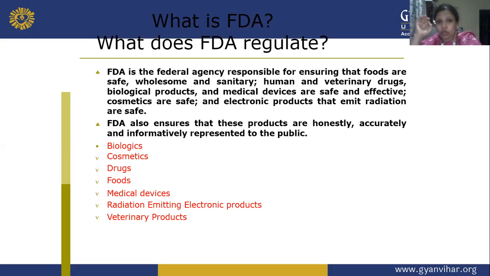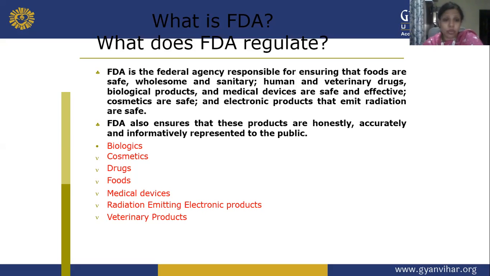Now, FDA also ensures that these products are honestly, accurately, and informatively represented to the public. This is a very important thing, because some people make a product but don't display the information related to their product on the label. FDA requires that all products should be prepared and marketed with honesty and accuracy, and that all the information related to the product is represented to the public. So if you are making your product for the US market, where the FDA is the regulatory body, you need to present all the correct information on the label. The honesty and accuracy should be there, but it should be representative also.